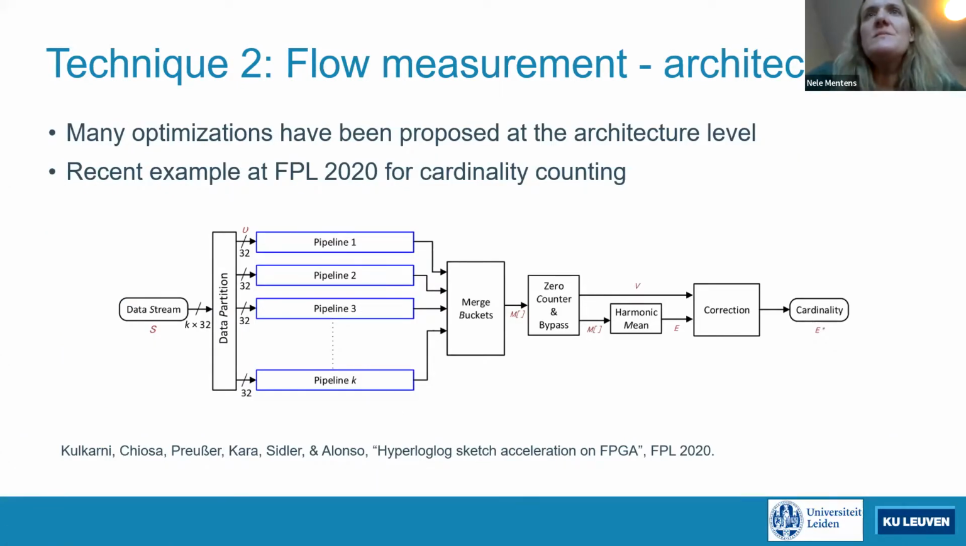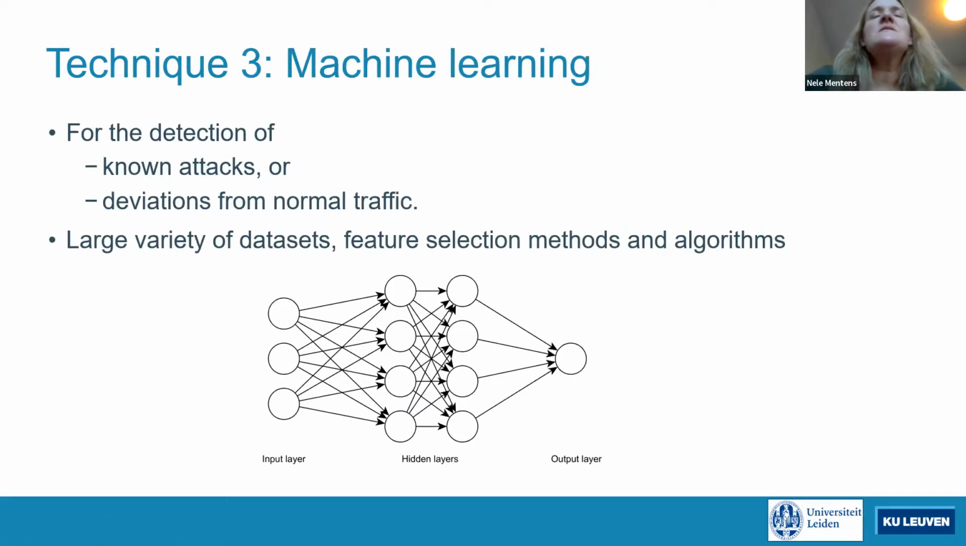Many optimizations have also been proposed at the architecture level, and there's also a recent example from a few years ago at the FPL conference for cardinality counting, so also for counting the cardinality of flows. And then there's a third technique to do network intrusion detection, and that's machine learning.